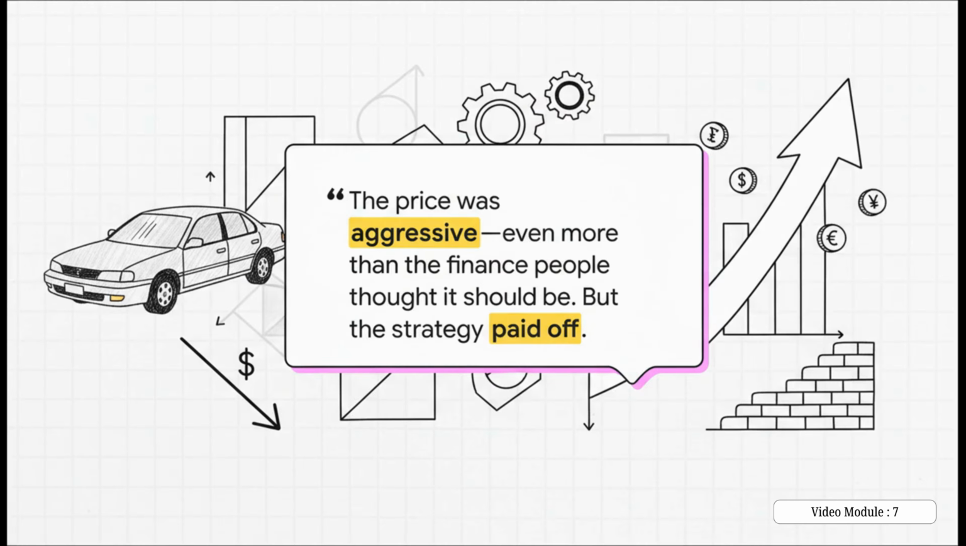A great real-world example of this is what Nissan did with their Altima car in the 90s. They launched it with a super aggressive penetration price, way lower than the competition. It was a huge risk, even their own finance team was nervous, but it absolutely paid off, helping them break into a really tough market.